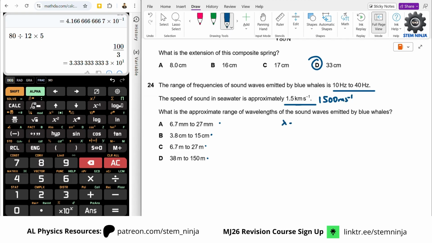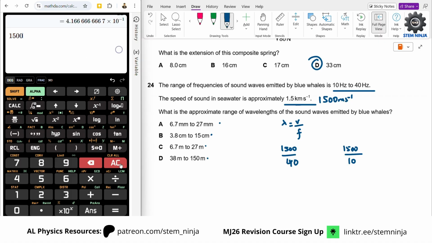So wavelength is going to be v over f. So 1,500 divided by 40 Hz and 1,500 divided by 10 Hz. This is where the wavelength would lie, in meters. So 1,500 divided by 40.